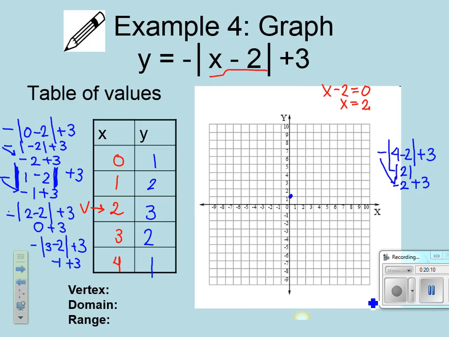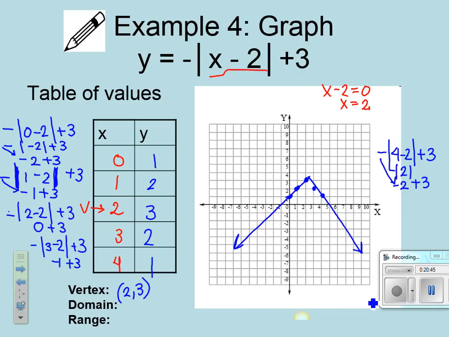0, 1, 1, 2, 2, 3, 3, 2, and 4, 1. Oh man, now this is still a V shape, but it's upside down. That's okay. You can probably tell, some of you, by looking at the equation, what is causing this to be upside down. As long as it's still a V and we have the vertex, and our vertex is 2, 3 in this case, we do still call this an absolute value graph.